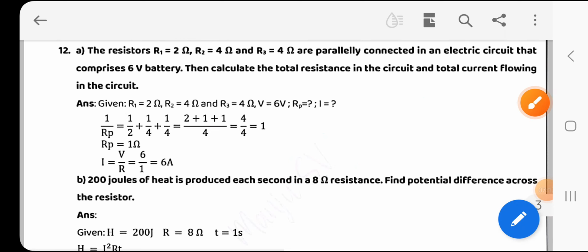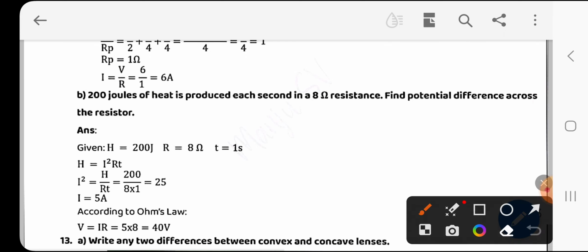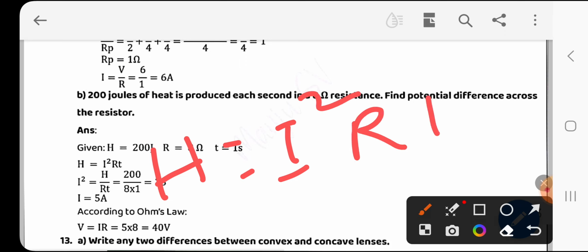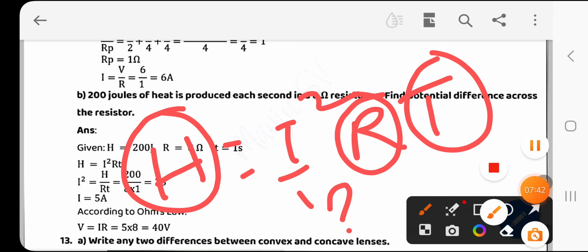Next question. 200 joules of heat is produced each second in an 8 ohm resistance. Find the potential difference across the resistor. Student, you know one formula, H equal to I square RT. Here H is given, R is given, also T is given, 1 second. You find what? That is current. You find current.